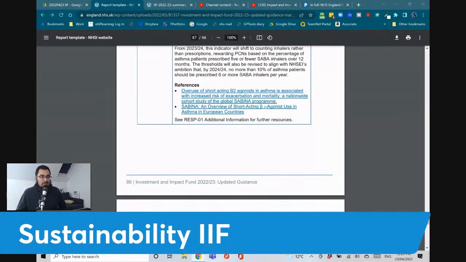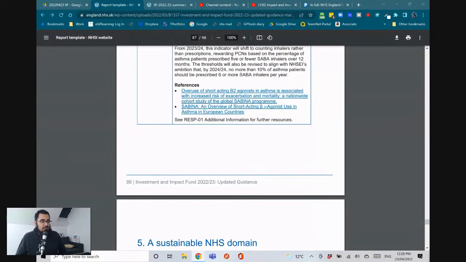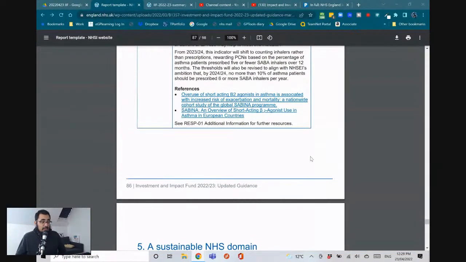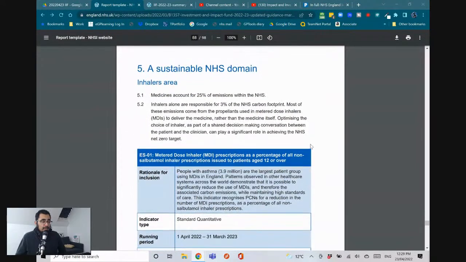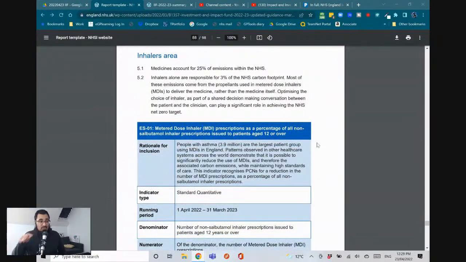And we're going to talk now about the sustainability elements within the IIF. So effectively, this is again about inhaled corticosteroid treatment, and inhalers. Sorry, I'll start again. Metered dose inhaler prescriptions as a percentage of all non-salbutamol inhaler prescriptions issued to general practice in patients 12 or over. So basically, people with asthma is your denominator.